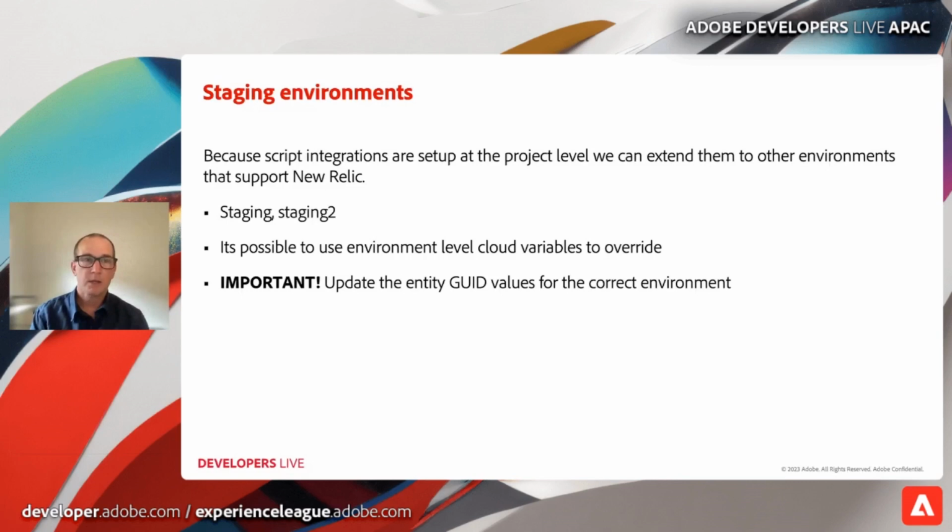That's the process here. And just an important little update on the last one there: if you are doing this, make sure to update the entity GUID values for the correct environment, or you might find that as you're redeploying staging and testing, you'll have a couple of extra deployment markers appear on your production New Relic. So that's always important as well.